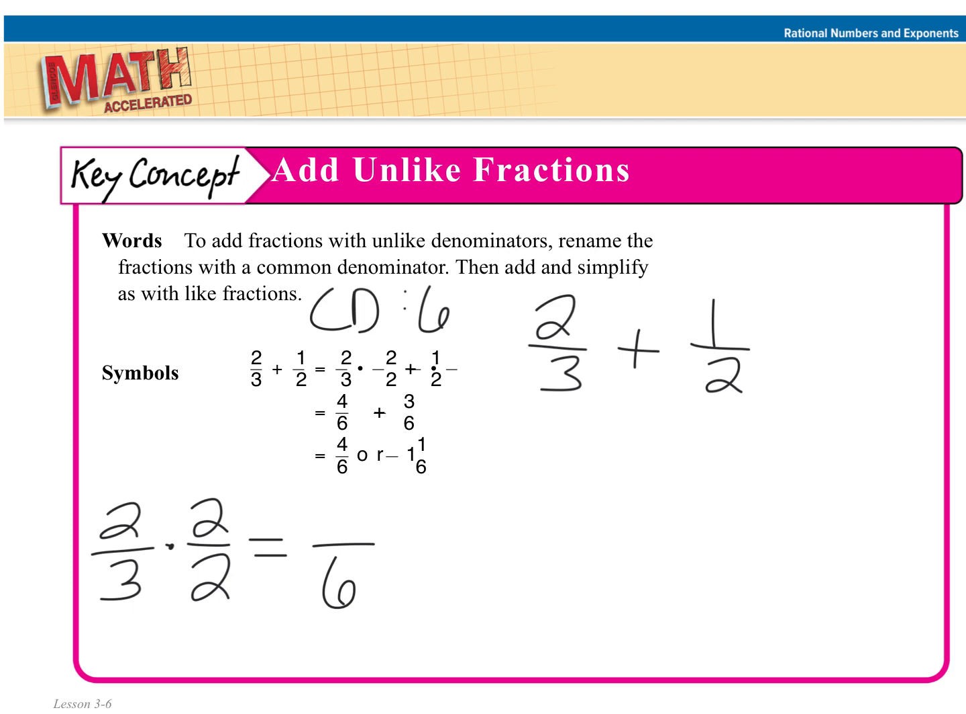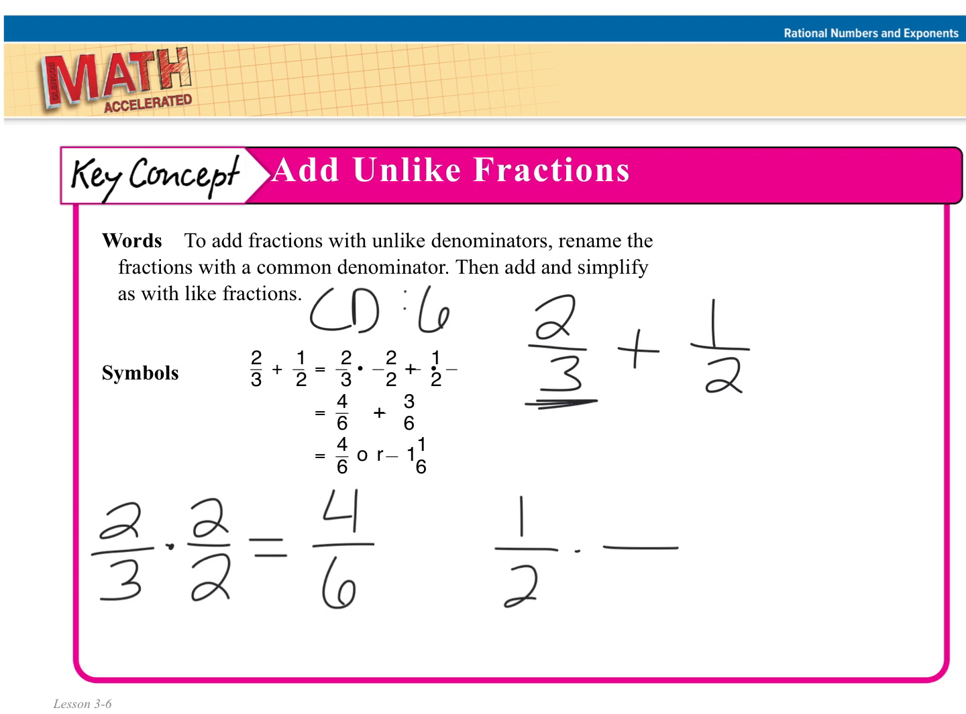Because what am I technically multiplying by here? 2. What's 2 divided by 2? 1. I'm really just multiplying this fraction by 1, so it does not change. What do I get on the top now? 4. When you reduce this, don't you get back to where you started? So the value didn't change. Okay? So we have 4/6 now. So that's our 2/3.